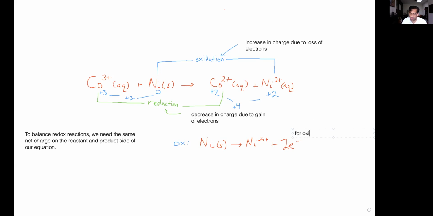For oxidation reactions, add electrons to the right-hand side of the half reaction. Okay, and then as you might predict for the reduction, I'm just going to write the cobalt part from above.